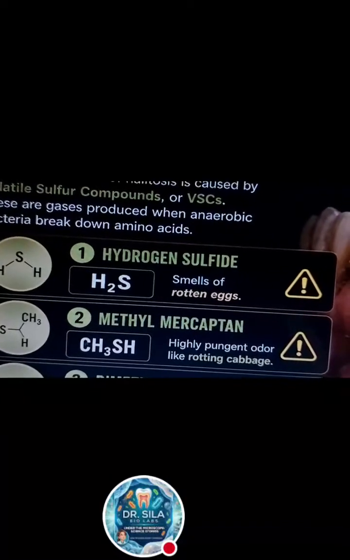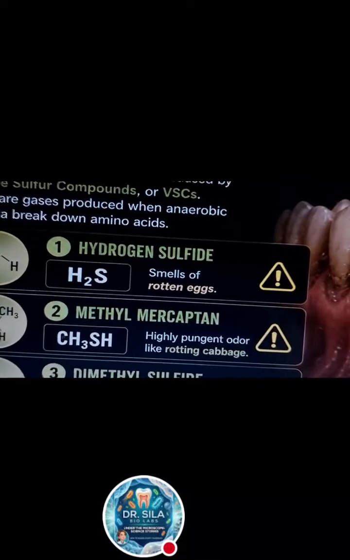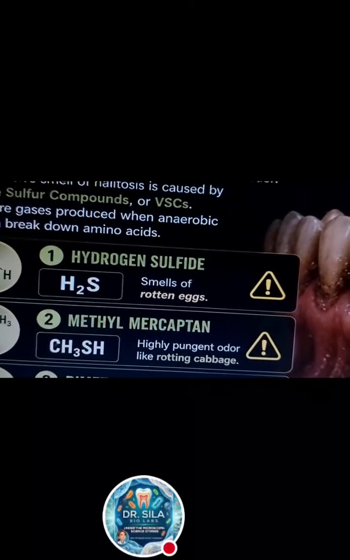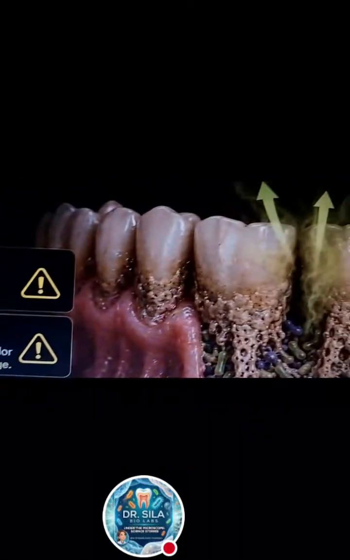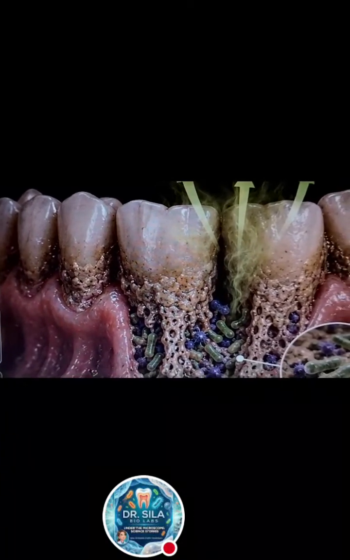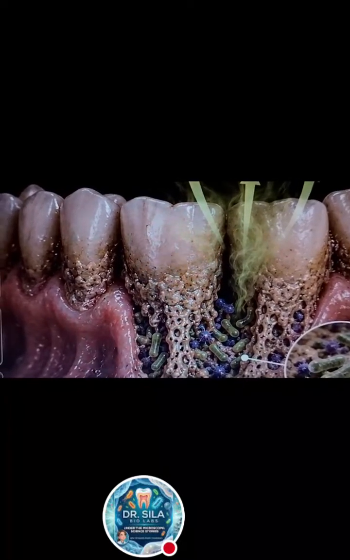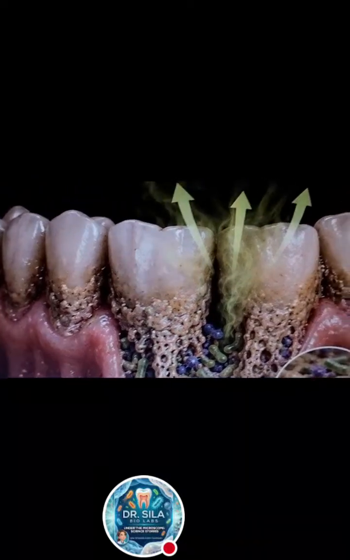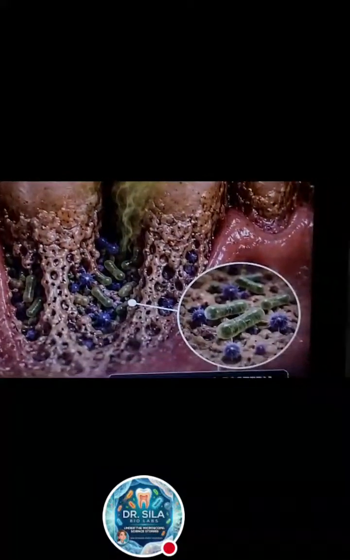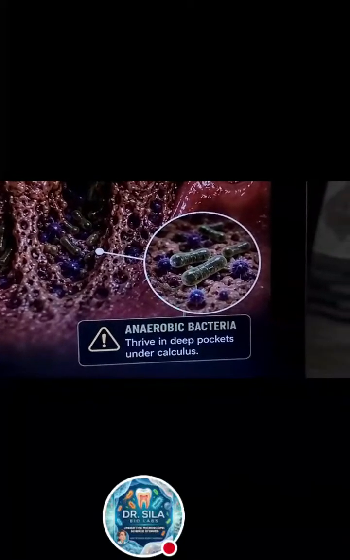This is mechanical: the calculus has to be scaled away, eliminating the anaerobic harbors where these bacteria live. So the only way to permanently cure this type of bad breath is to mechanically scale away the calculus, eliminating the harbors where the bacteria live. Volatile sulfur compounds, the primary cause of halitosis, thrive in the deep pockets where these bacteria live.